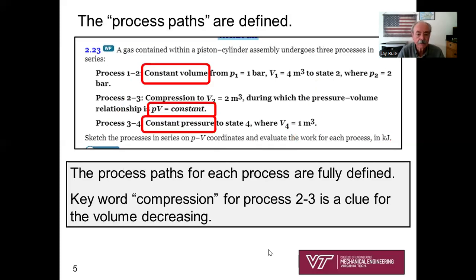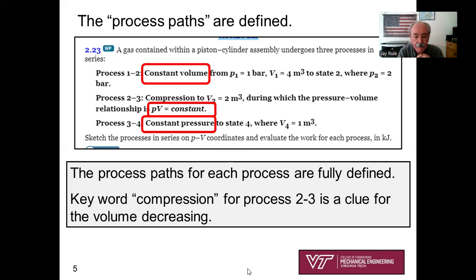Okay, let's see. The 3 proposed processes and some key words. The process paths are fully defined in the problem statement. Process 1 to 2, it says a constant volume process. What's that going to look like on a pressure-volume diagram?